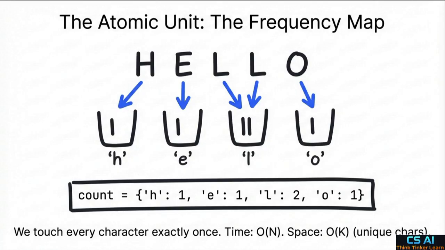Because we touch every character exactly once, the time complexity is a beautiful O(n), and the space complexity is O(k), where k is the number of unique characters. If you're only dealing with the English alphabet, k is capped at 26, meaning your space is essentially constant. This little map allows us to answer questions about character counts instantly.